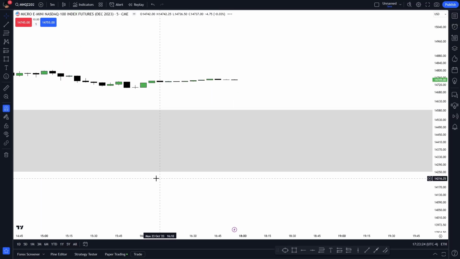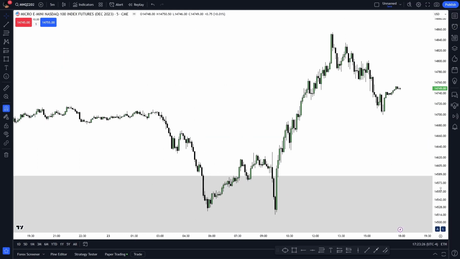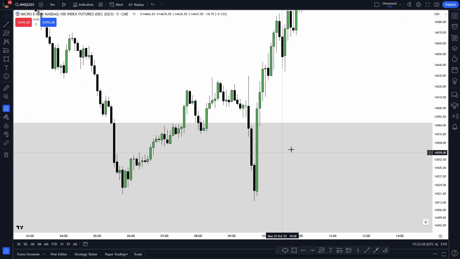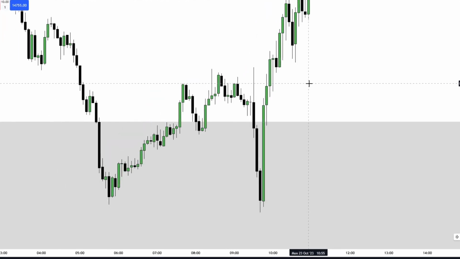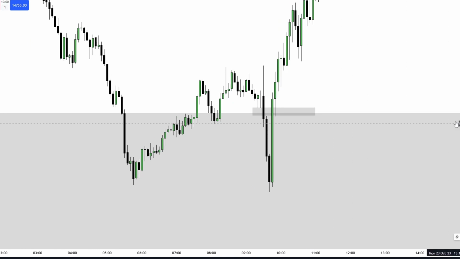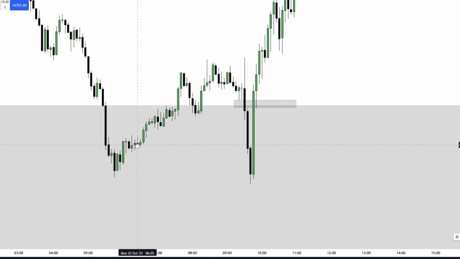So let's take a look. Then I jump down to the lower time frame. I do not place my entries on anything above the 5 minute, right? And my entry today was this very inversion fair value gap. And the reason for this was because some of you might ask, why did I not place a trade over here? And that is because of the time.